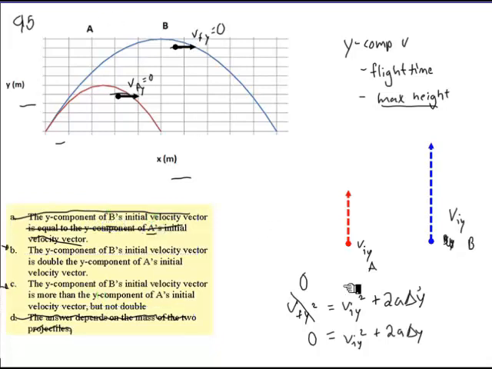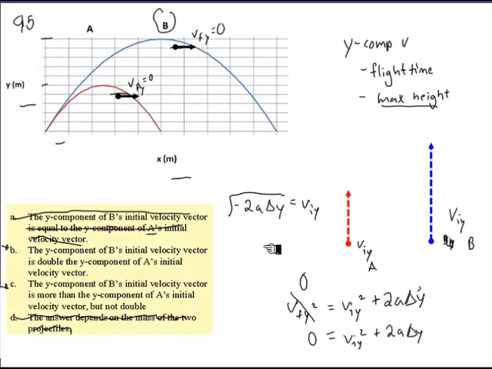Okay, so I got to do some algebra here. Move this junk to the other side and square root it. So this is going to be negative 2a delta y, square root, equals VIY. That's basically rearranging this. Now, what you can see from the grid is that delta y for b is double that of a.